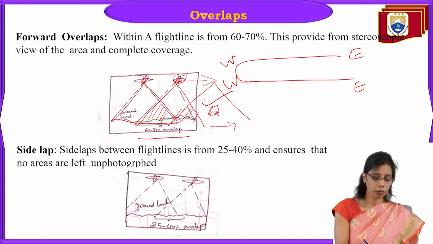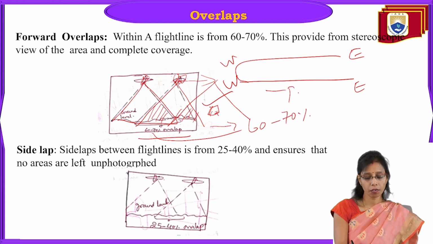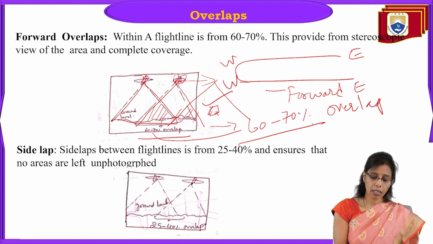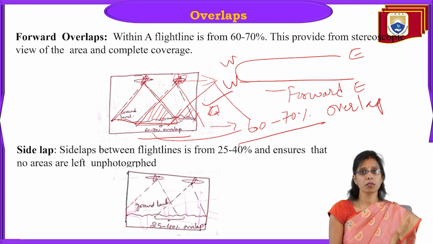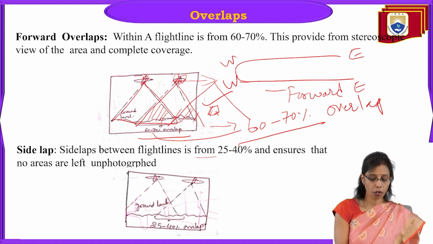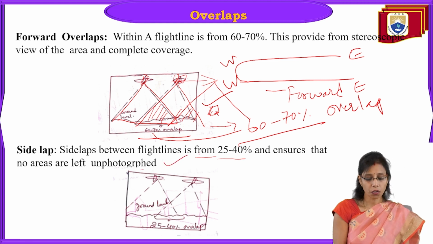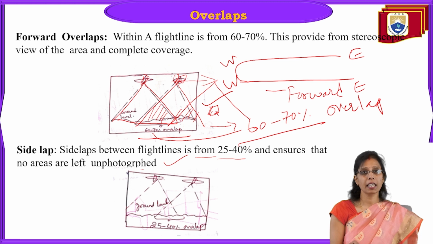The forward overlap will always be 60 to 70%. And side lap, between the flight lines, is from 25 to 40% and ensures that no area is left unphotographed. So that's what it ensures, that the entire area should be covered.